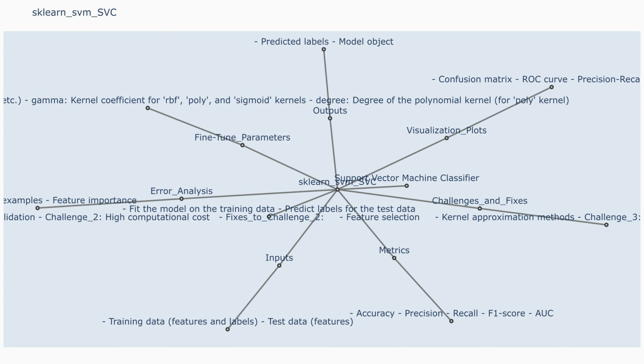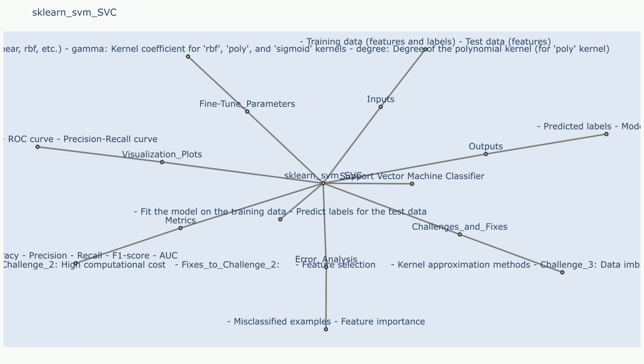sklearn SVM SVC. Description: the SVC, support vector classifier, class in scikit-learn is a powerful tool for implementing support vector machine (SVM) algorithms for classification tasks. SVM is a supervised learning model that aims to find the optimal hyperplane that separates different classes in a multi-dimensional feature space. Inputs: X. This is a 2D array representing the input data.